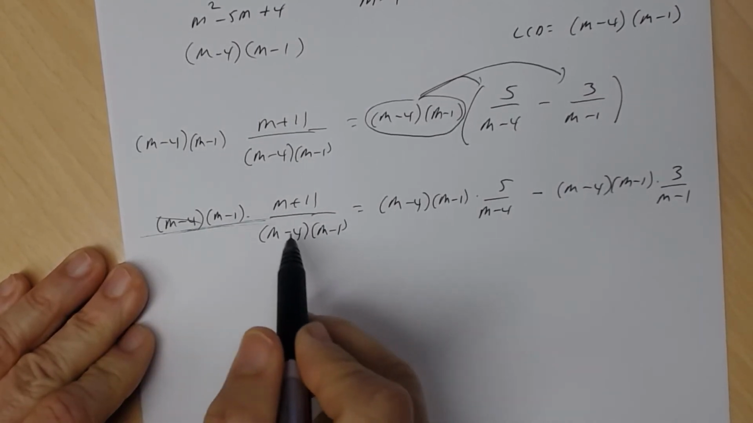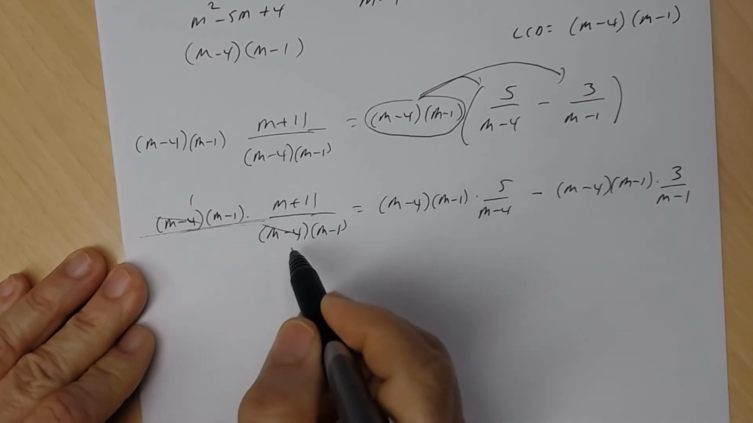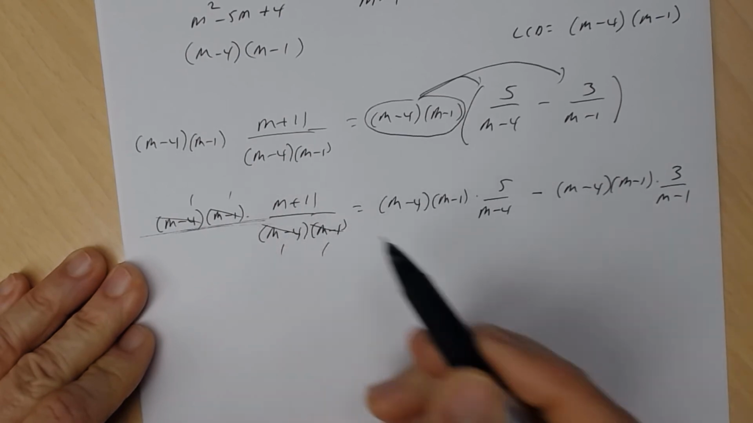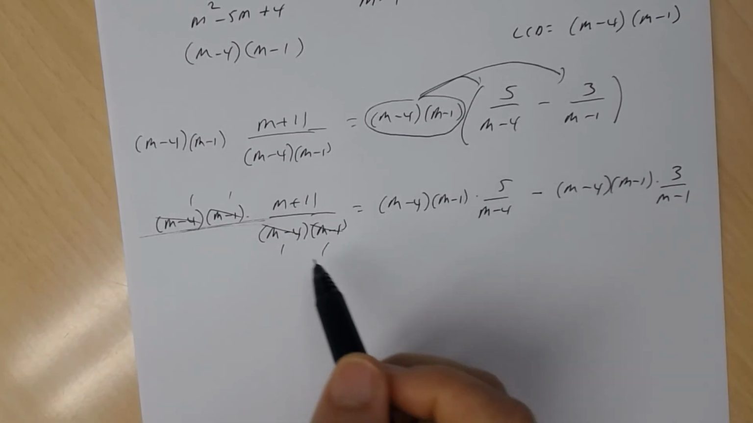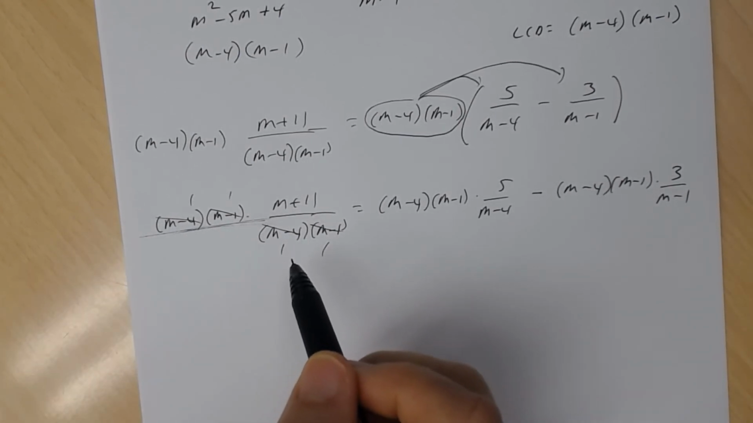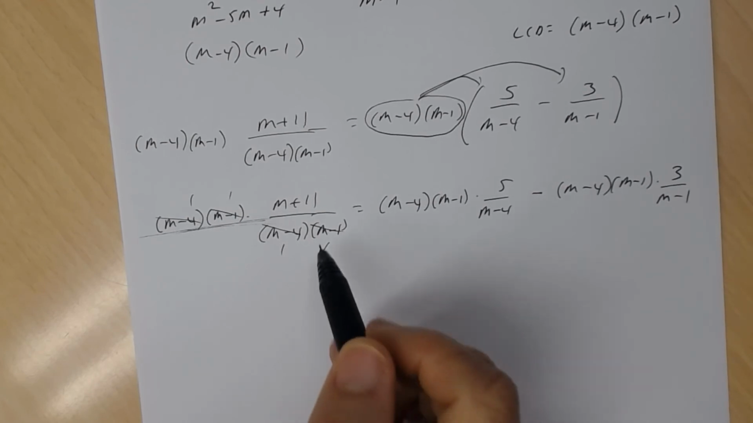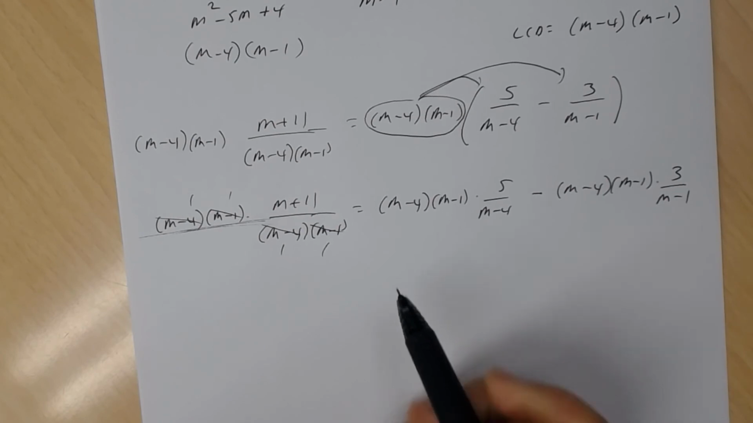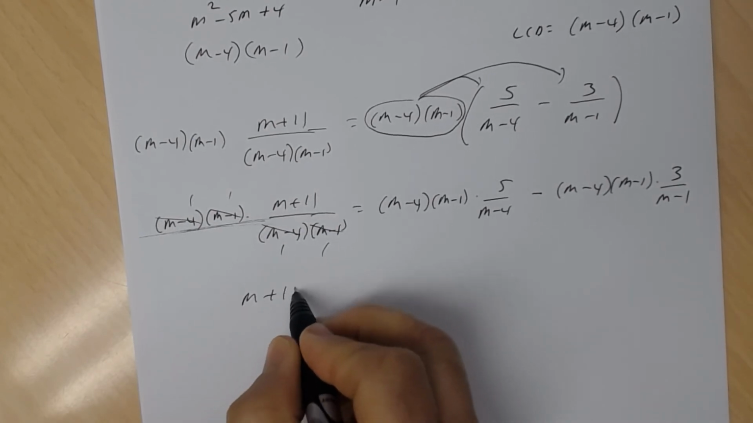So m minus 4 divided by m minus 4 is 1. Anything divided by itself is 1. m minus 1 divided by m minus 1 is 1. So remember, the whole point of multiplying by the LCD is to get these to be 1s down here. Alright, so you got to make sure those are 1s. And notice what's left is just 1 times m plus 11, which is m plus 11. That's all you have left.